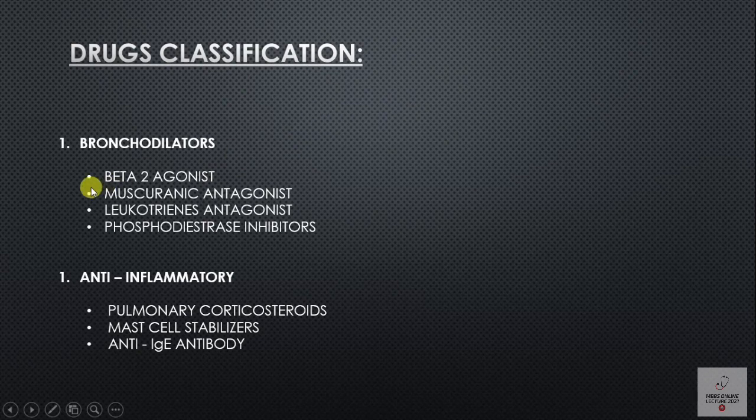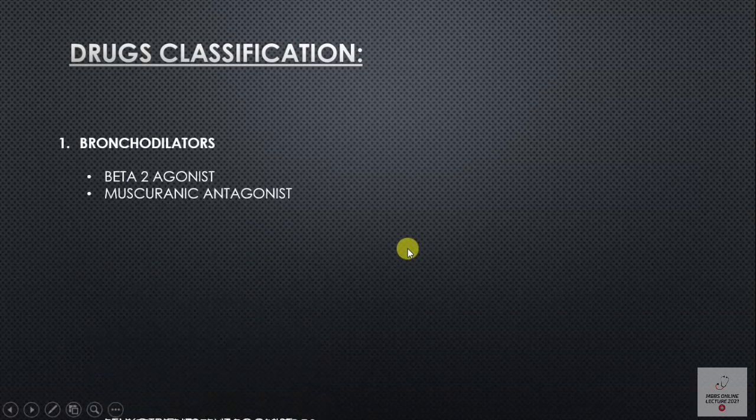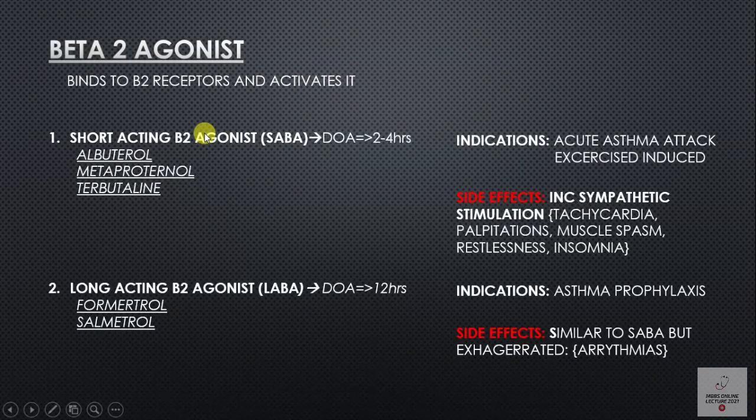For drug classification, as we have previously discussed, these are broadly divided into two: bronchodilators and anti-inflammatory drugs. But in this video, we are going to talk about the beta-2 agonists and muscarinic antagonists, which are bronchodilators. Beta-2 agonists bind to the beta-2 receptors, activate them, and increase cyclic AMP, as we have previously discussed. These are classified into two categories based on their duration of action. The first one is the short-acting beta-2 agonist, or SABA.